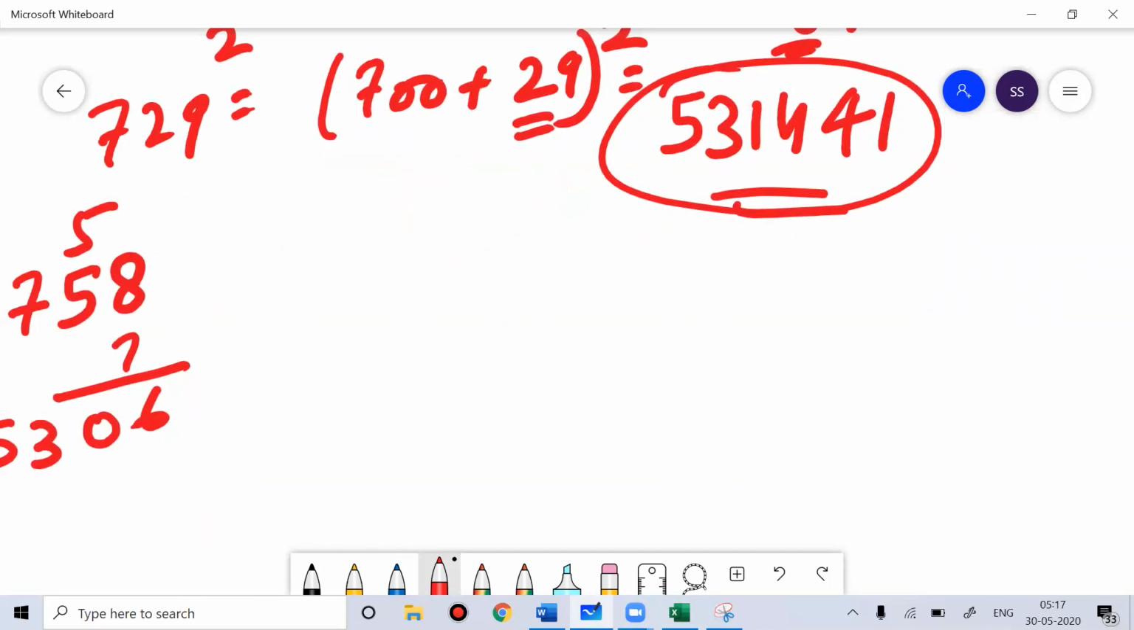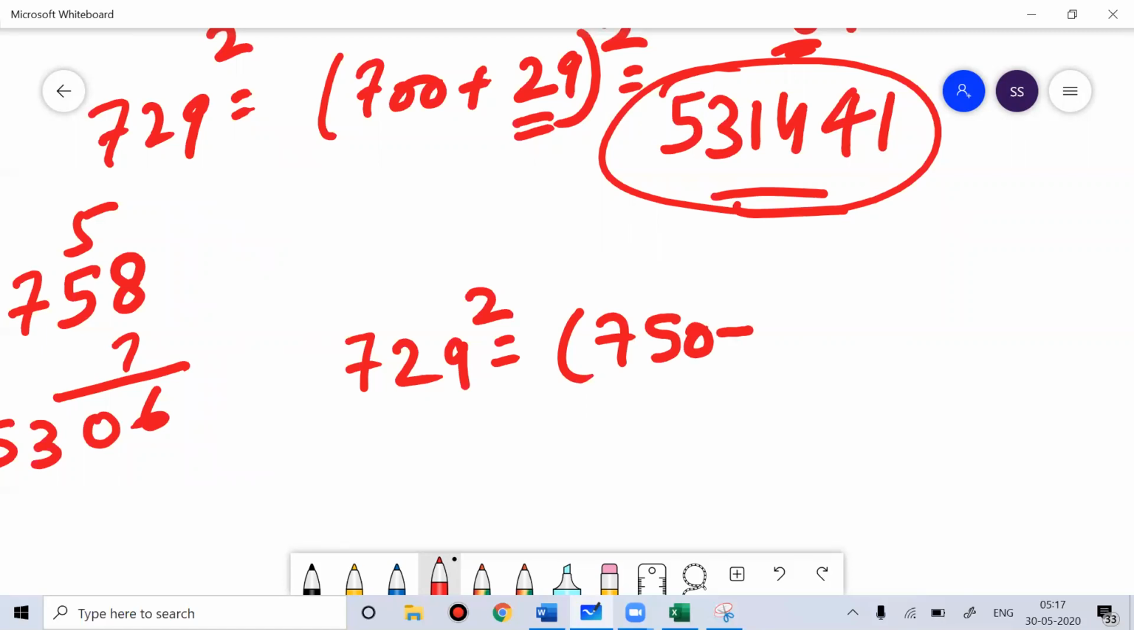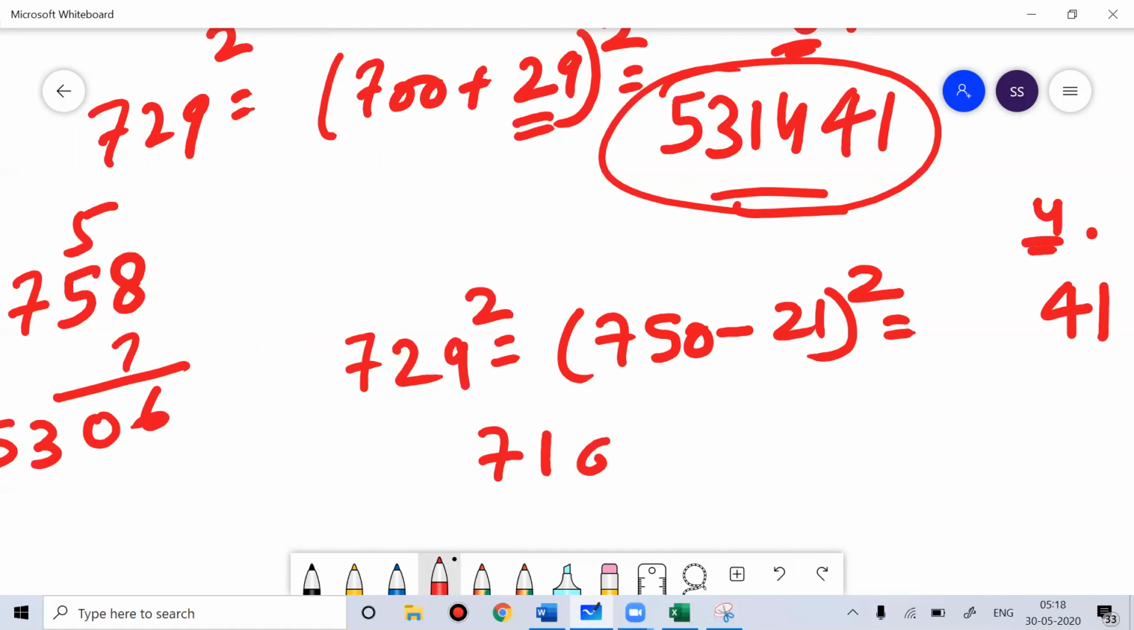You can write the same 729 square as 750 minus 21. Minus 21 square is also 441. 4 carry, then 729 minus 21. Sorry, not 718, that is 708.